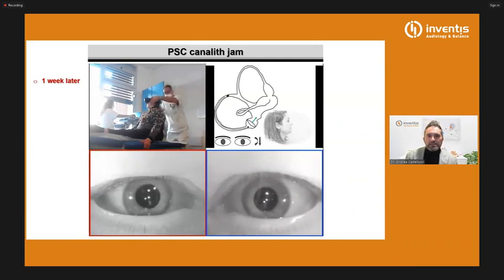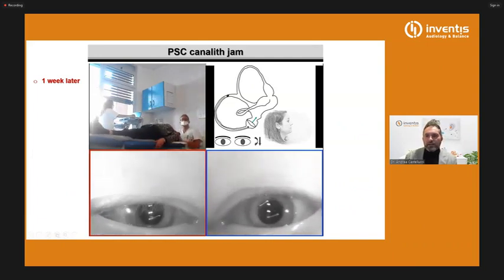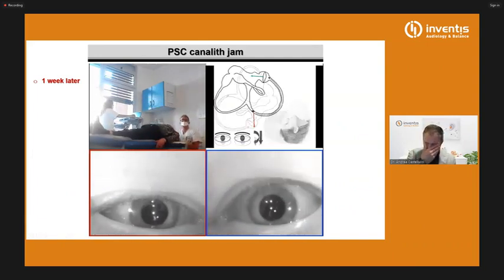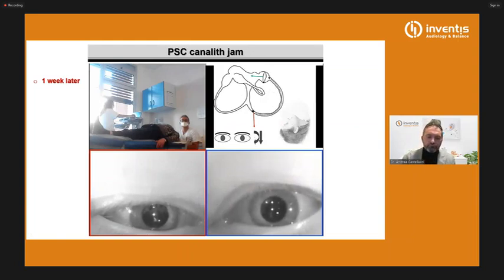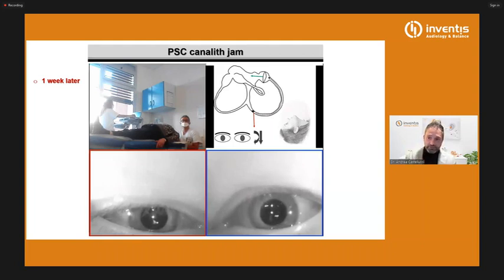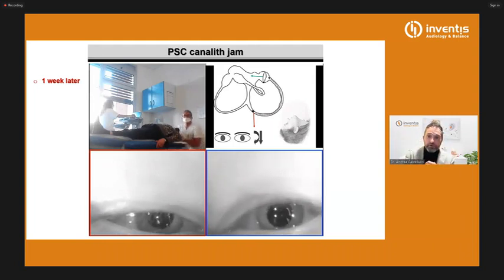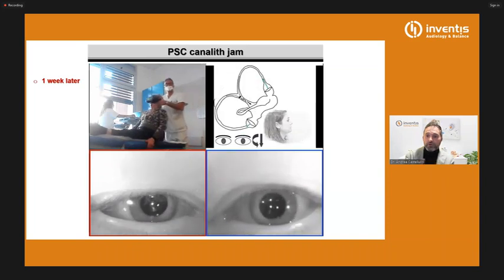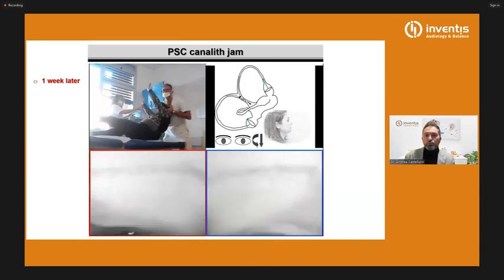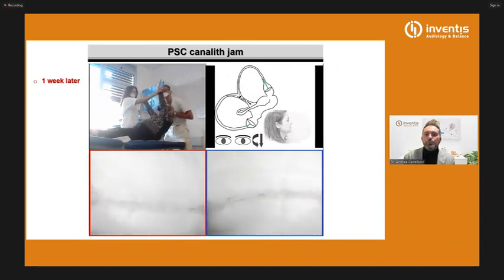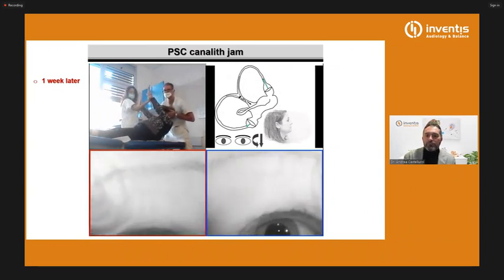But the interesting thing is that 1 week later, after our bascule maneuver, we asked the patient to sleep on the healthy side, on the left side. Look, the spontaneous nystagmus is very reduced. You can see here tiny downbeat nystagmus. It's not that evident as it was 1 week before, but look. Look, there is a huge unblock of the canal jam.